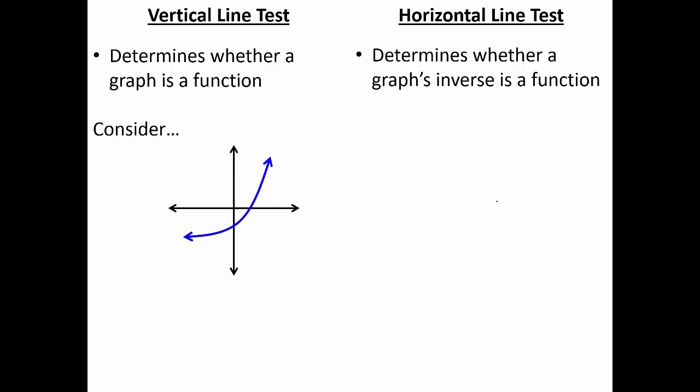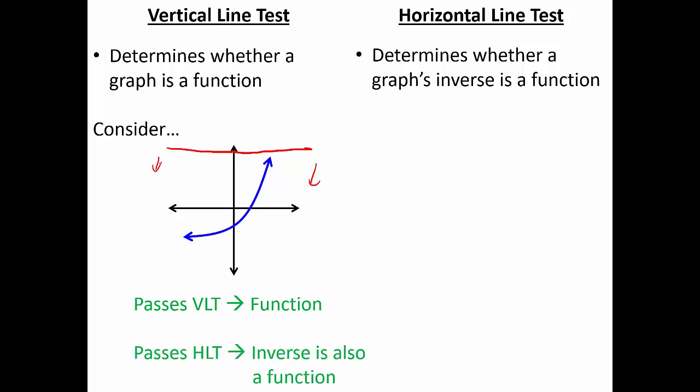Consider this graph right here. If I apply the vertical line test, it's going to pass. That tells me the graph right here is indeed a function. Well, just like I can apply the vertical line test, I can also apply the horizontal line test. If I try to pass that horizontal line across the graph, following the same technique as the vertical line test, this one will pass the horizontal line test, meaning that the inverse of this graph, without actually drawing the inverse of this graph, will also be a function.